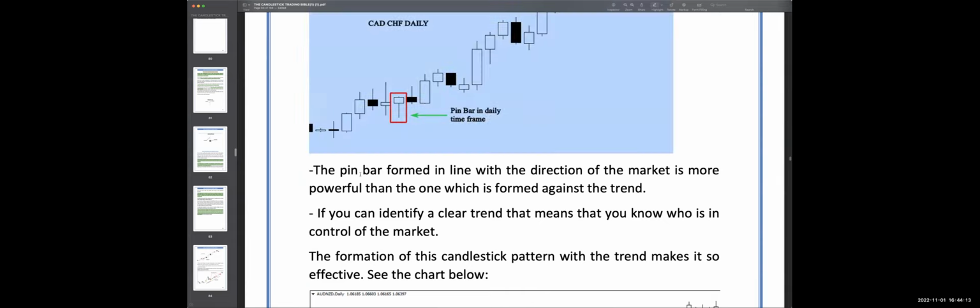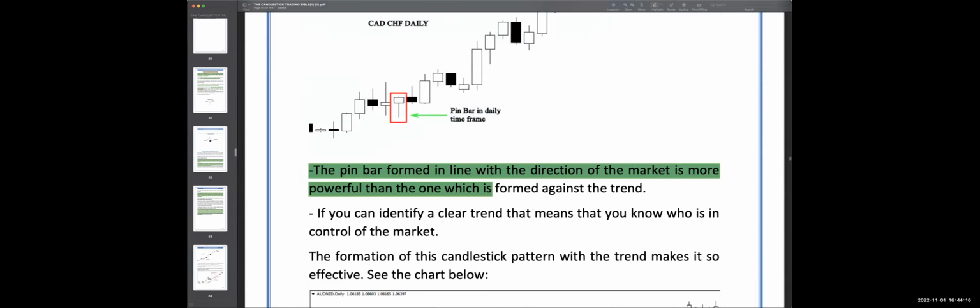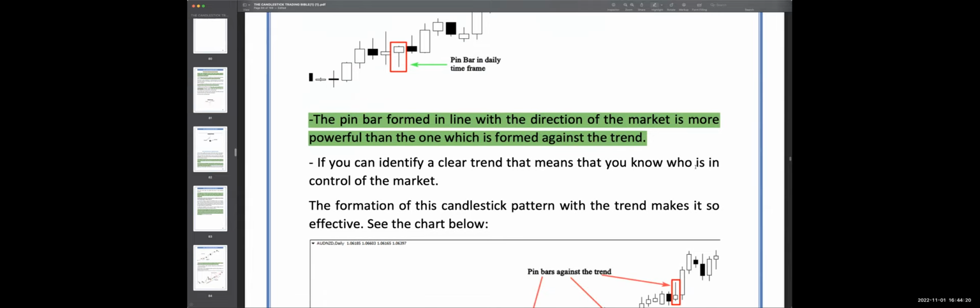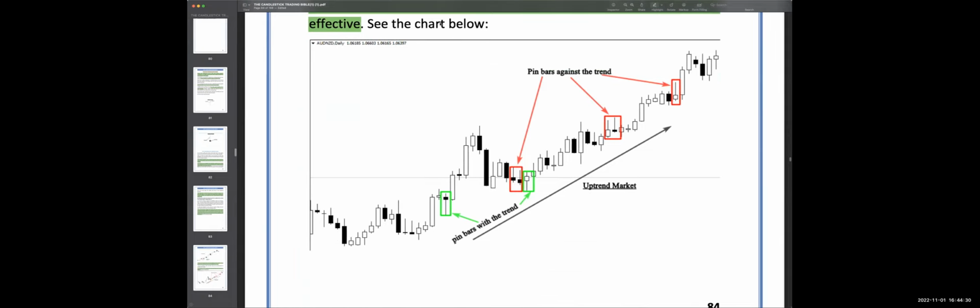The pin bar formed in line with the direction of the market is more powerful than the one which is formed against the trend. If you identify a clear trend, that means you know who's in control of the market. The formation of this candlestick pattern with the trend makes it so effective. See the chart below. On the chart below, we can all see and agree that from about this area, price started just pushing up, steady pushing up. This is AUD/NZD. As you can see, it's a clean uptrend.